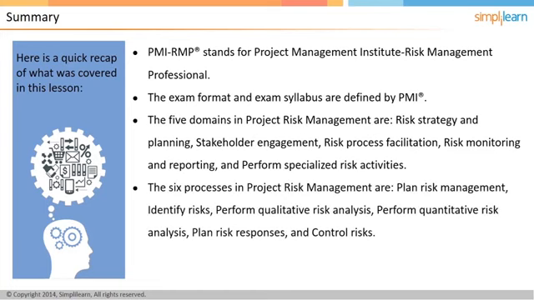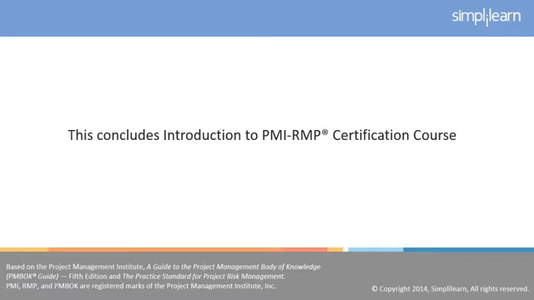The 6 processes in project risk management are plan risk management, identify risks, perform qualitative risk analysis, perform quantitative risk analysis, plan risk responses, and control risks. This concludes the Introduction to PMI RMP certification course. The next lesson covers Risk Management Framework.